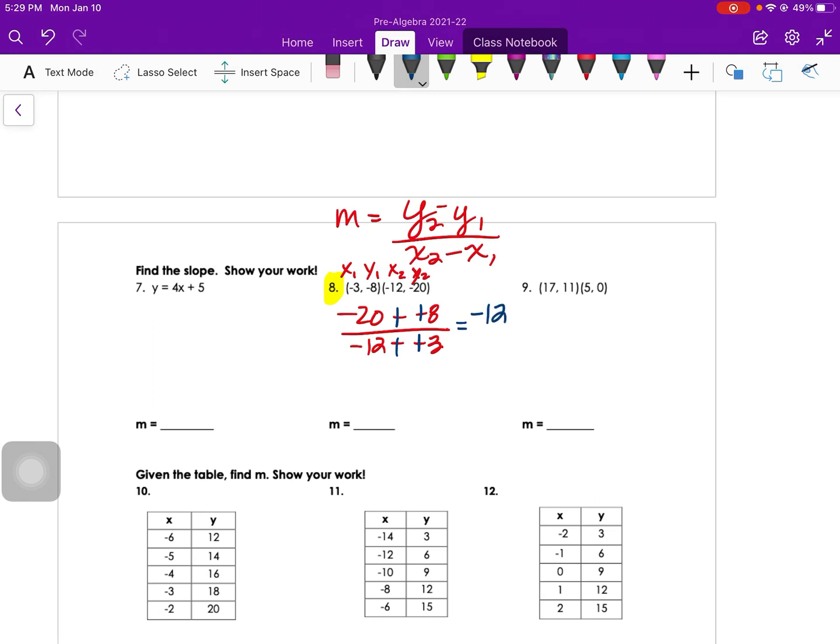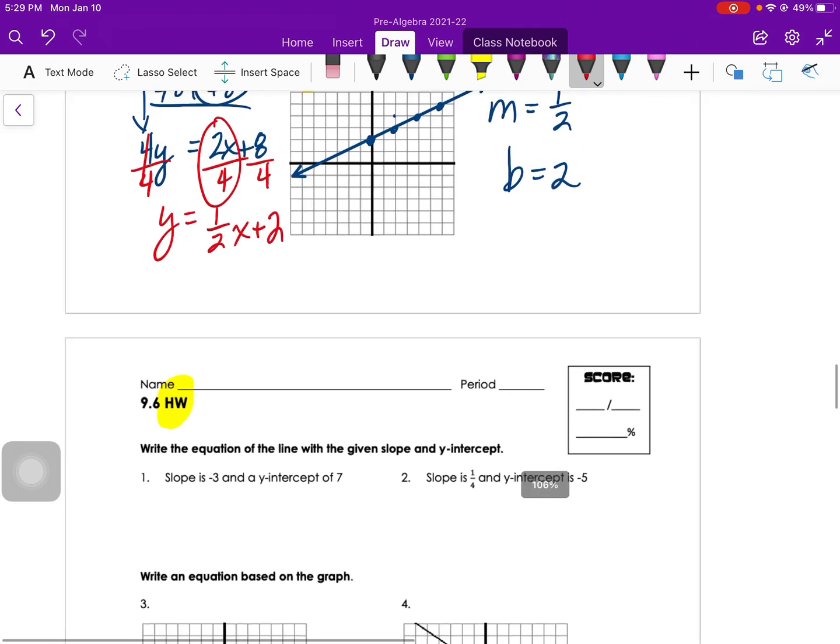-20 plus 8 is -12. -12 plus 3 is -9. And then I'm going to clean up my signs one more time, and negative over negative is a positive. Both of these numbers are divisible by 3, so I'm going to simplify that fraction. My slope is 4/3. 12 divided by 3 is 4. 9 divided by 3 is 3. So my slope in simplest form is 4/3.